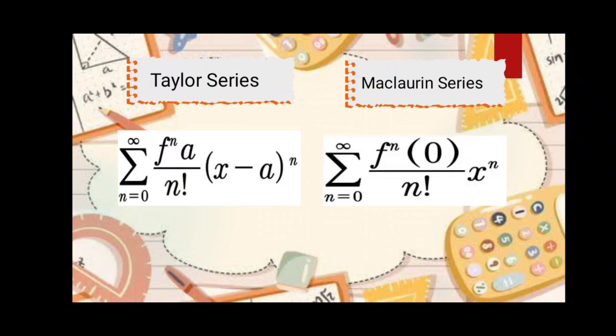Maclaurin series. So the Taylor series, we have the formula of the series: the sum of f to the n power of a over n factorial times (x minus a) raised to the n power. Then the Maclaurin series, we have the series of f to the n power, the quantity of 0 over n factorial times x raised to the n power.